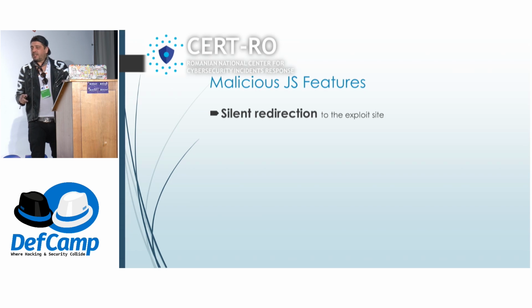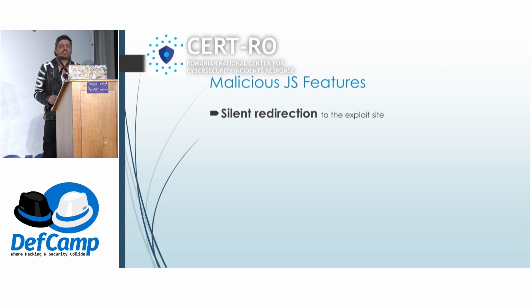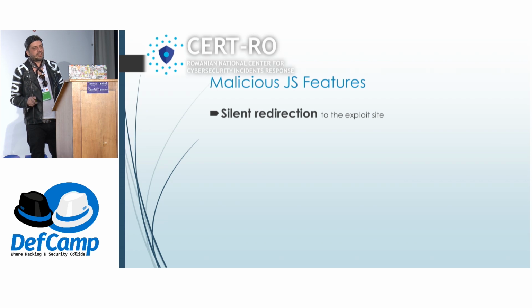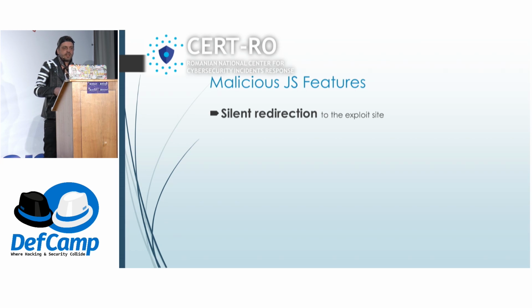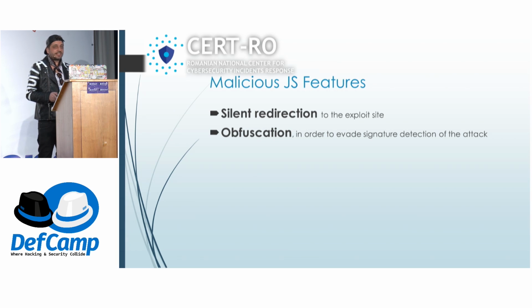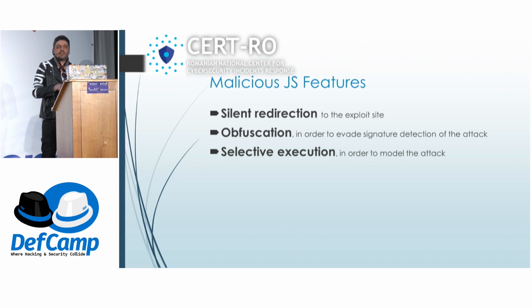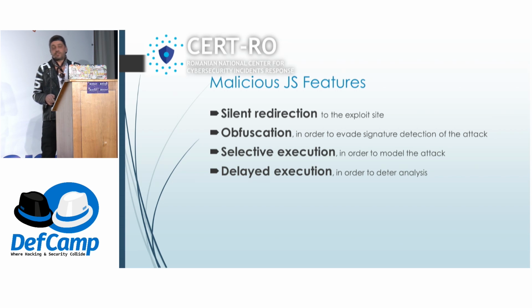So basically, these are the set of features a malicious JavaScript shares. This is the first, the most important: it has to silently redirect the user to the exploit site. The second thing is obfuscation, in order to evade signature detection of the attack. Selective execution is the third feature. Delayed execution is the fourth feature.